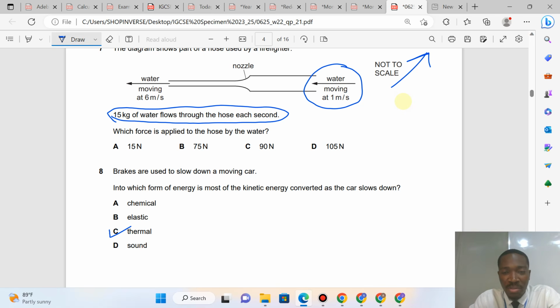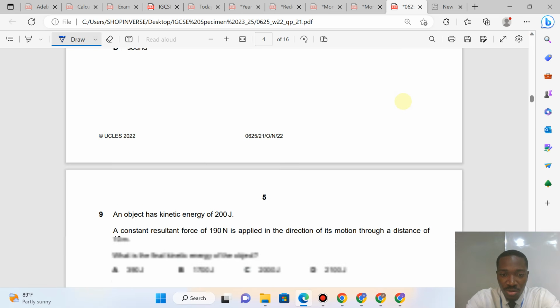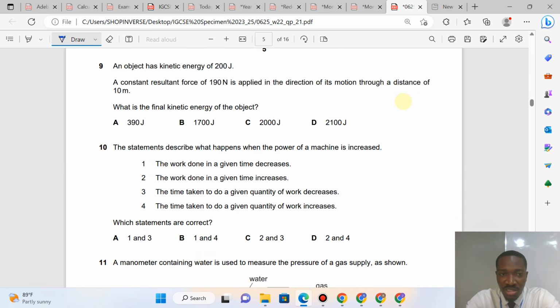Yeah, because when you apply brakes, the brake pad will grip the tires of your car and it will produce friction. Friction produces heat. You get it? Good. So that is thermal energy. Heat energy is thermal energy.